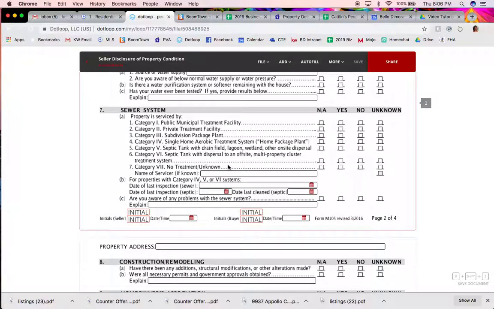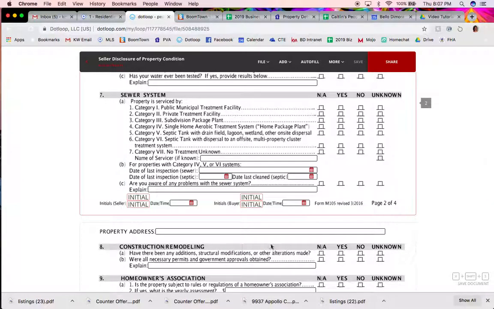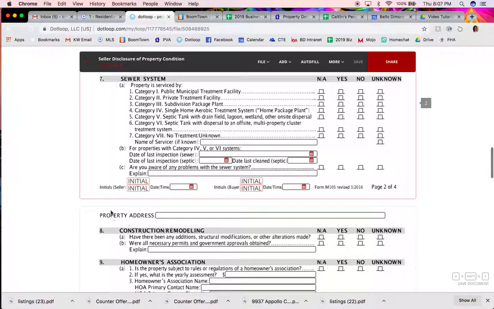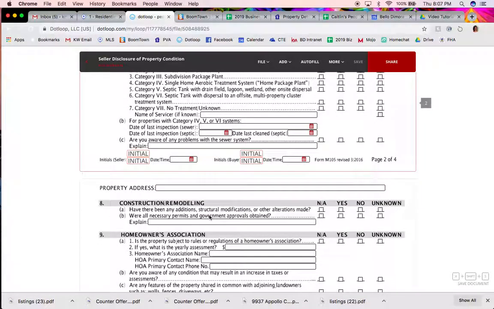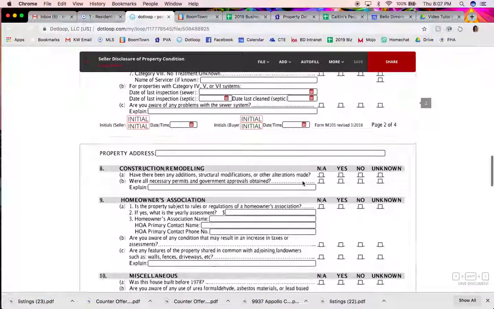Down at the bottom of page 2 is how is the sewer system set up. So most metro properties are going to be on city sewers. However, once you start getting out into the country and even some weird little patches of St. Matthews, you're going to be on a septic system. So just be aware of which box is checked yes here. Is it on city sewers, or is there a septic system installed, and when was the last time that was cleaned? Note the seller initials and buyer initials and date and time. So whichever party you're representing, make sure these are filled out appropriately.